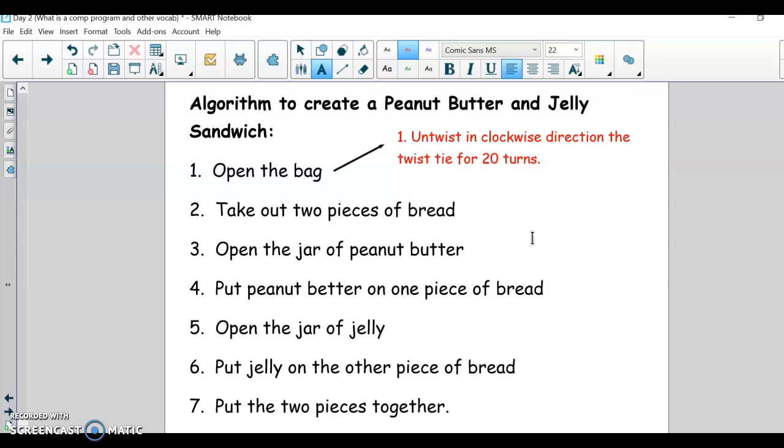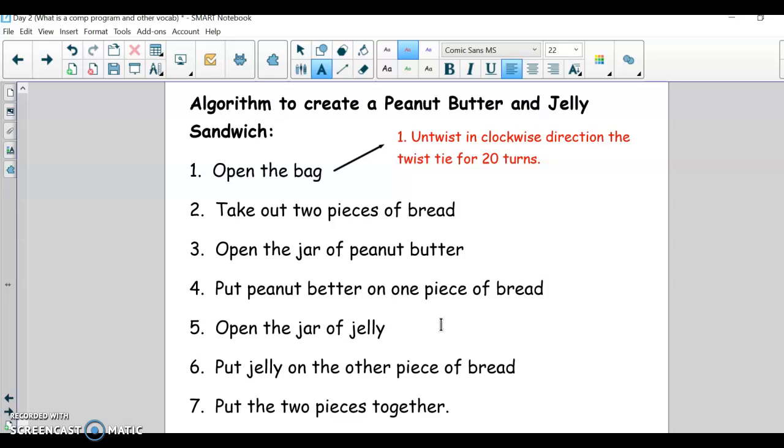Similar ideas like this, open the jar, you would probably say twist it clockwise or counterclockwise so many turns. This is a real one. Put the peanut butter on one piece of the bread. Well, do you put it on both sides? You put it all over the bread. So you'd want to say something like put the peanut butter on one side of the bread. And you could even get more specific. You could say one of the long sides, like you don't want to put it on the skinny side. So again, you could try to get even more specific there.